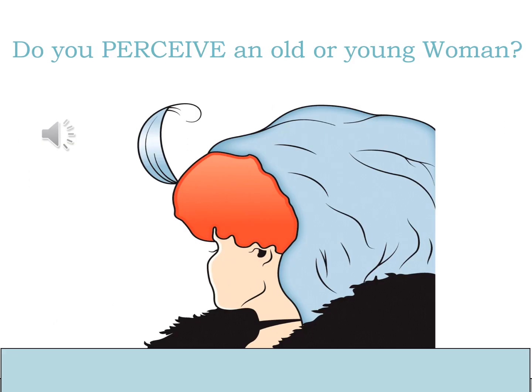So remember our topic is perception. Perception is when you interpret and make sense out of the image. So do you perceive this as being an old woman, a young woman, or can you see both?